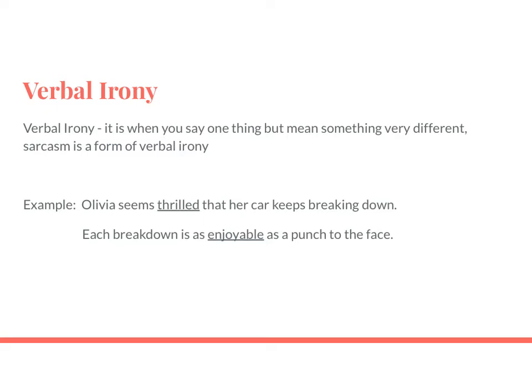Your example, Olivia seems thrilled that her car keeps breaking down. Obviously, she's not really happy that her car is breaking down. That's sarcasm or verbal irony. Each breakdown is as enjoyable as a punch to the face. Again, sarcasm or verbal irony.